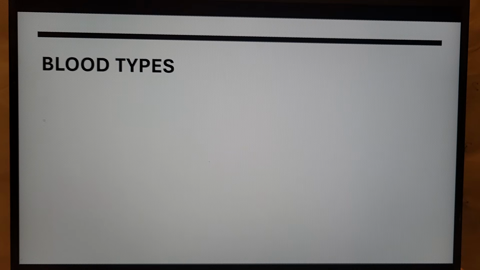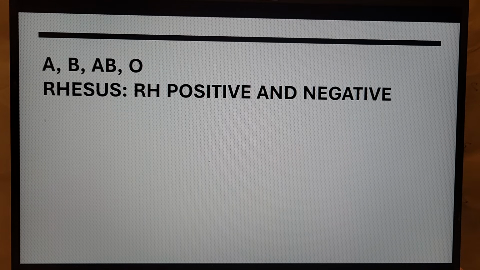Alright, let's talk about blood type, right? People have blood type A, B, AB, and O. But don't forget, we also have Rh, positive and negative. Positive means foreign body. Remember, this is easy to understand. If you just remember, Rh positive means have foreign body. So you will never ever give blood with a positive foreign body to somebody that is negative. They cannot handle that, right? But if you give negative blood to the positive, that's okay.